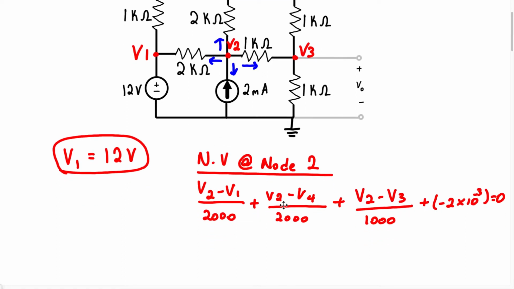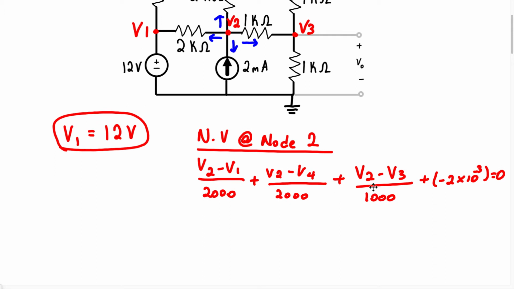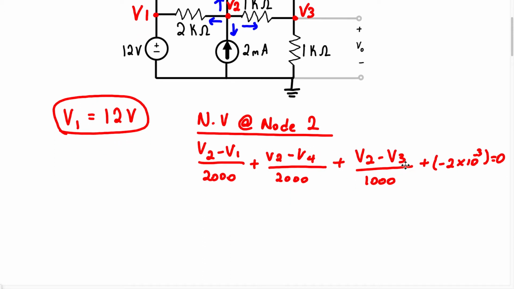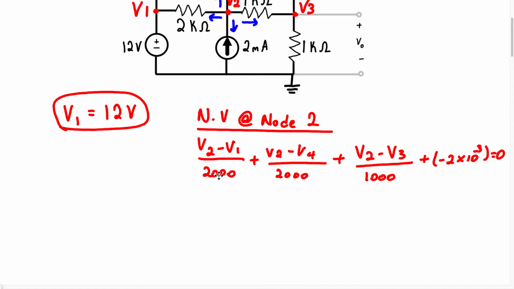Okay? Now when we start to simplify this, we know the LCD is going to be 2000, so we're going to multiply each term by 2000. When you multiply the first term by 2000, it's going to cancel out. So we're going to be left with V2 minus V1 plus the second term is going to give us V2 minus V4. The third term is going to give us 2V2 minus 2V3. And the fourth term is going to give us minus 4. And that's going to equal 0.